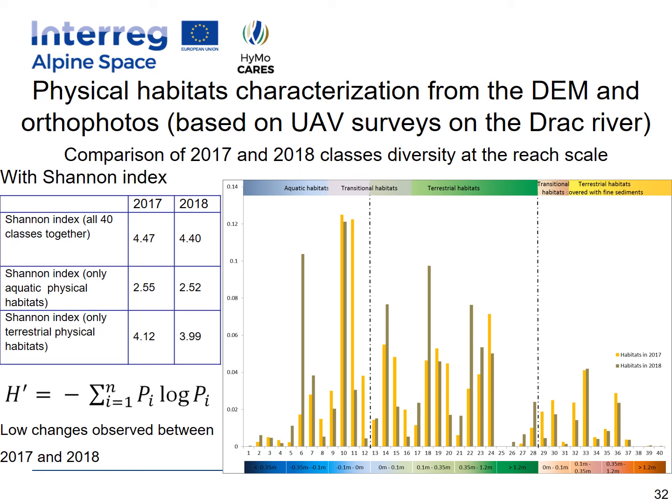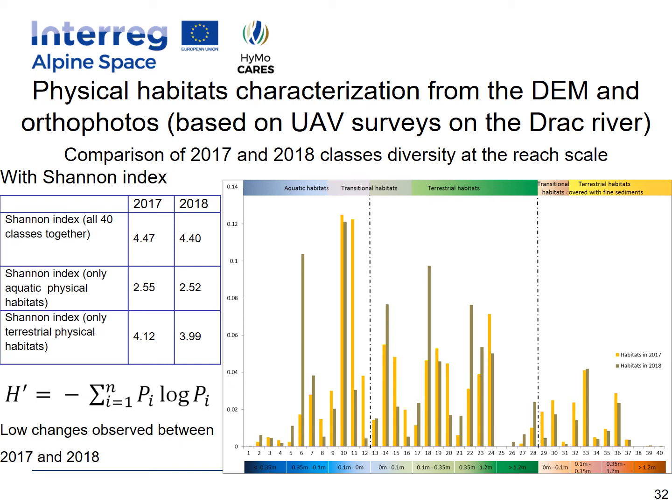Major changes are observed for medium roughness variance with aquatic physical habitats, a strong increase from 1.9% to 10.9%. And for transitional habitats, with a strong decrease of the high and very high roughness variance classes, respectively 17% to 5.2% and 5.8% to 0.9%.